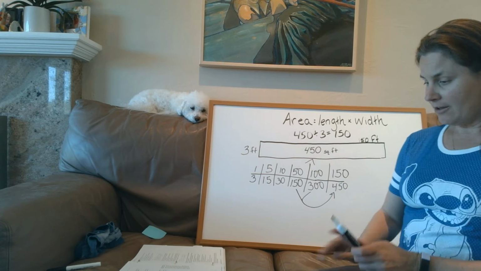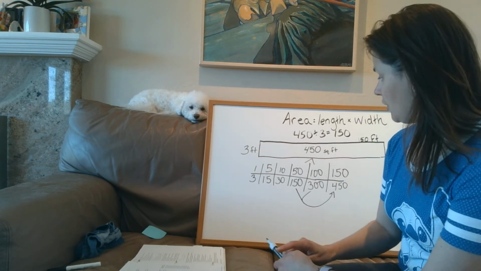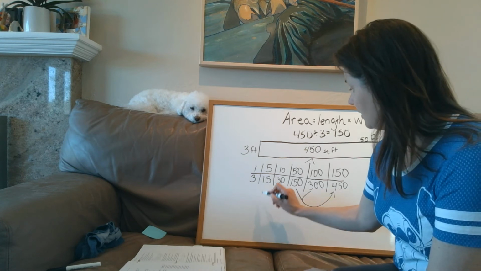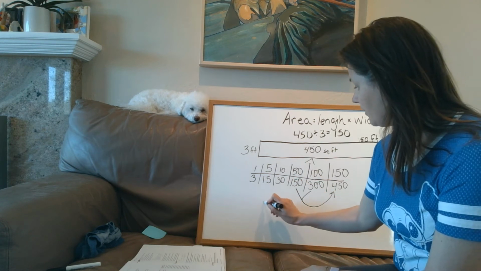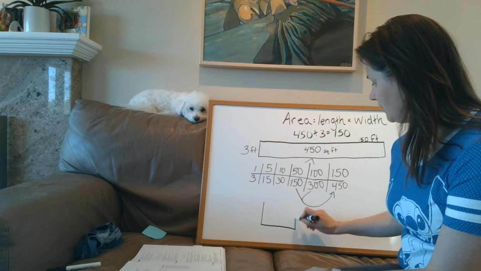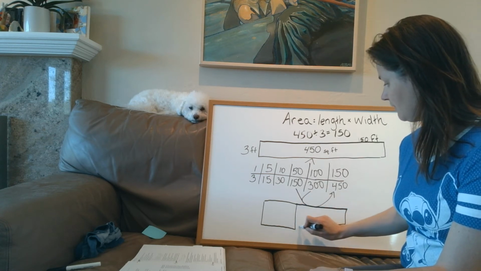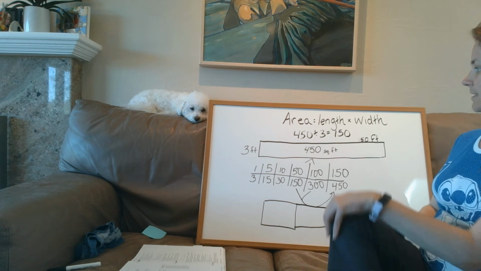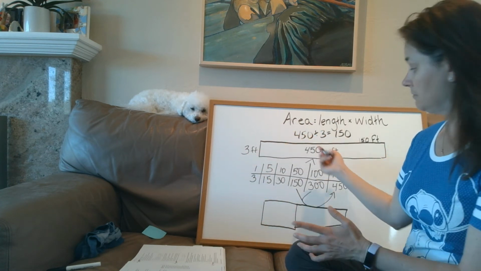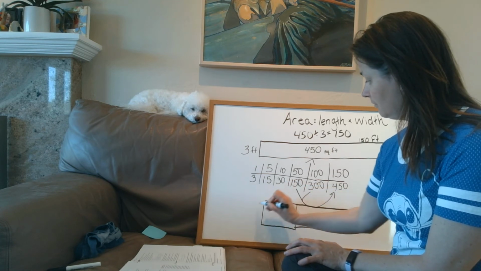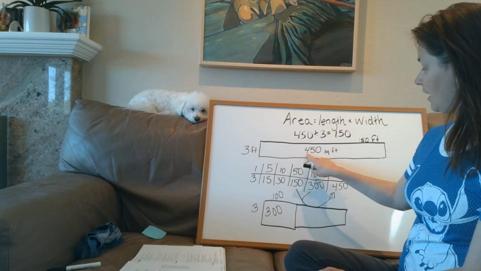Okay, another way we could have done this is an area model. So what you would do is take chunks to get to 450. So for example, I want my whole thing to add up to 450. So I could say 3 times 100. There, we got to 300. Now we need another 150.